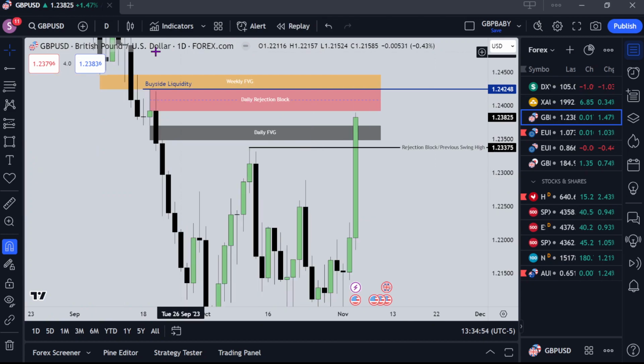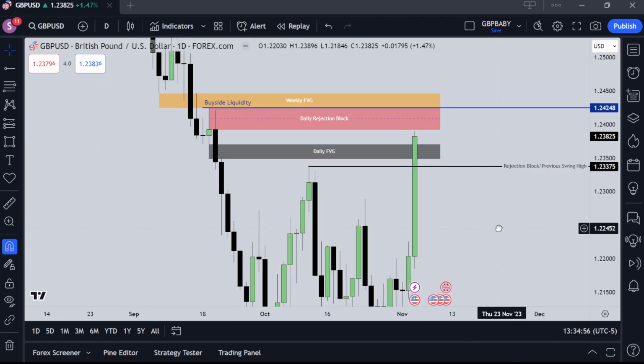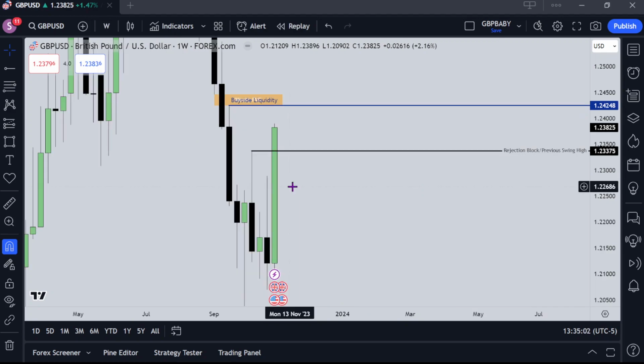I do already have my markings out on here. It's very similar to dollar, obviously inverted. So we have this swing high, which is also a rejection block, and a previous swing high. Why is it a rejection block? Because we can see that when this wick traded up into it, we had a rejection away from it.